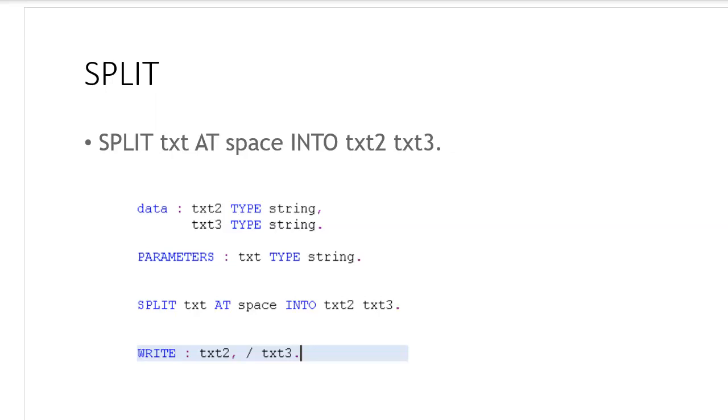So split is splitting a text at a specific place or a specific character into two or more than two pieces. For this example, you are splitting it at a character. The character is space. You can split at any position as well, but splitting at a character is highly used. In the coding example, you can see txt is split into txt2 and txt3 and the point is space. This was about split.